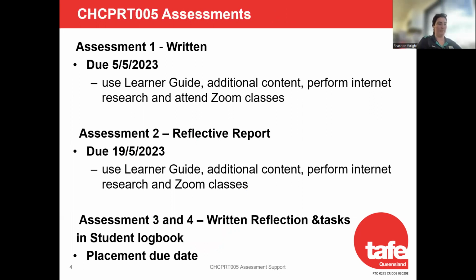There are 3 assessments due for this unit. However, today's support session will just be on assessment 1, and then the following weeks on AT2 and AT3. Assessment 1 is the written, due on the 5th of May, 23, so probably about a week. The second assessment is a reflective report due on the 19th, 2 weeks after that. And then the further assessments are written reflections and tasks in the student logbooks, and that will be individual to your placement due date when you started.